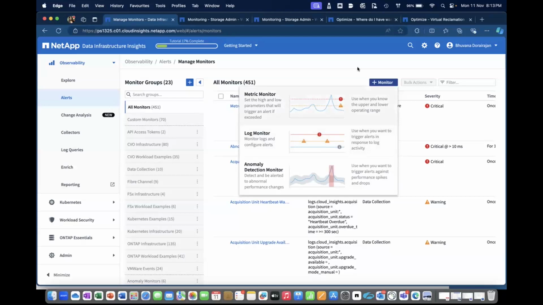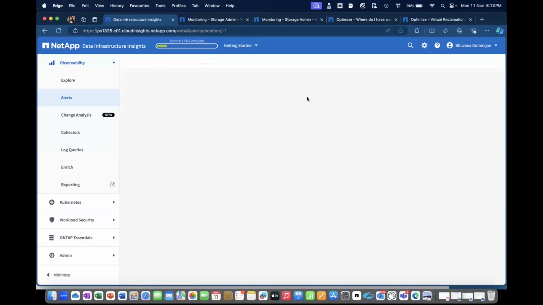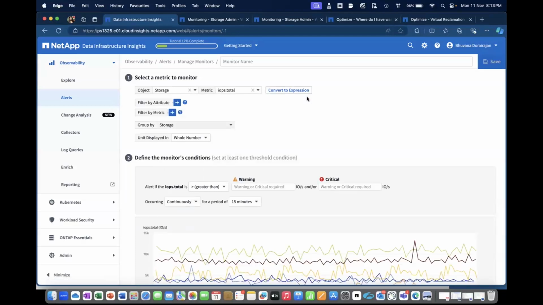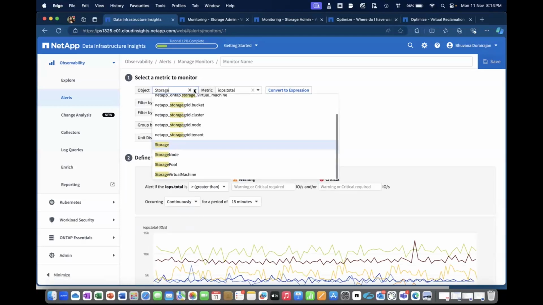So monitors allow you to set thresholds on metrics, right? So these metric monitors alert you when the warning level or critical level are crossed. So you can set up alerts to be notified via an email, or you can have it integrated with a third-party ticketing tool like Snow to receive alerts. So you can set up alerts on all of these objects that are shown here.